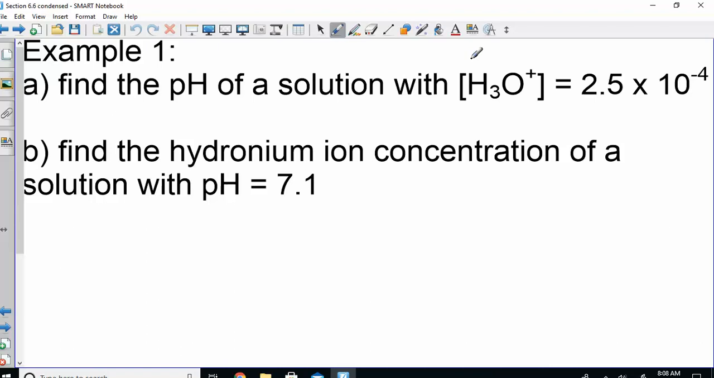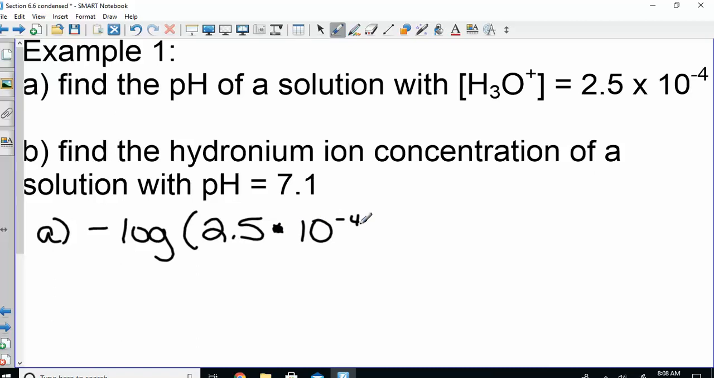All right, so the first part, part A: find the pH of a solution with H3O+ equal to 2.5 times 10 to the negative 4. So all we are doing is typing this into the equation. Negative log 2.5 times 10 to the negative 4. I would like for everybody to type that in so we can make sure we don't have any issues with that.